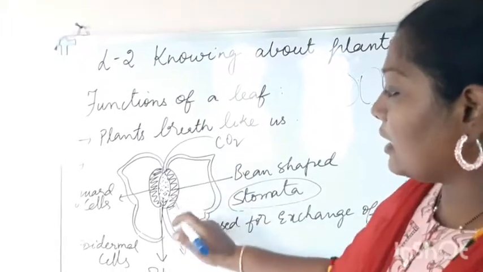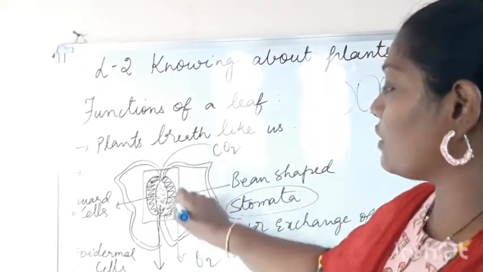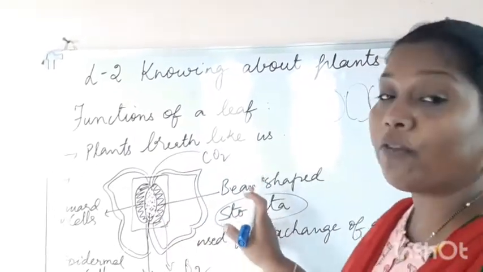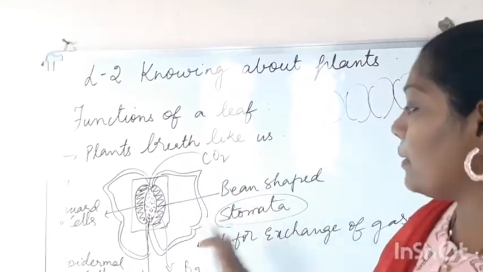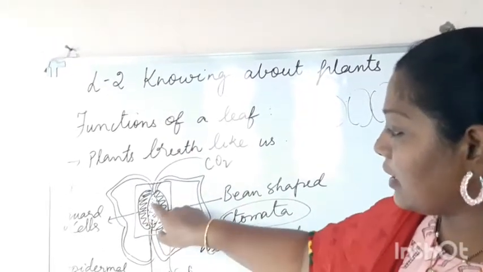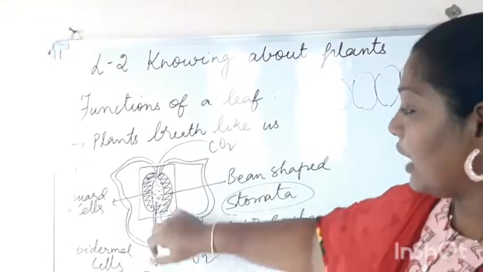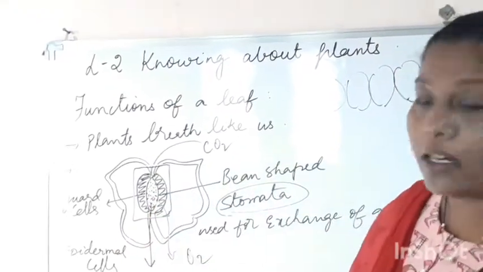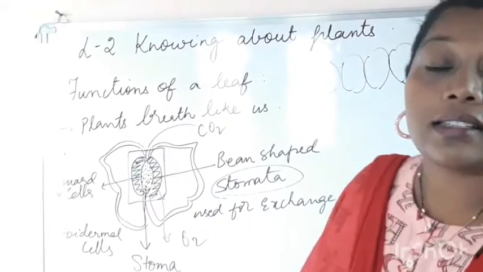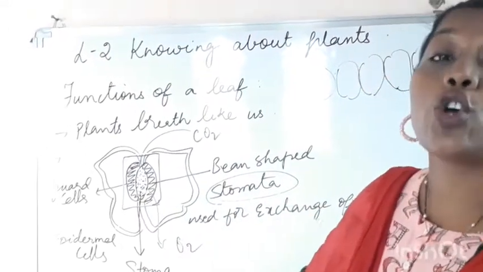So if you think that this part of the stomata is in the shape of a bean, look here, it looks like a bean, right? So here this drawing part is called the guard cells, and also here I have drawn the dotted part. The dotted part is called the stoma.